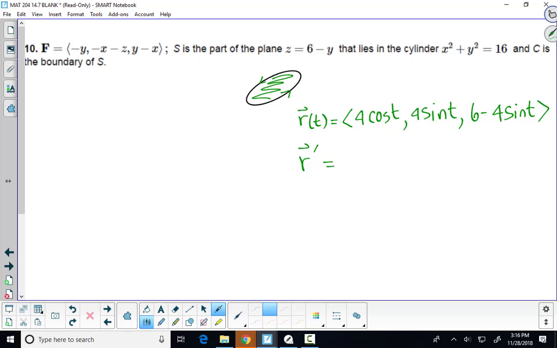All right, let's take derivatives here. There's nothing left to do but differentiate. We're going to differentiate this to get R prime.